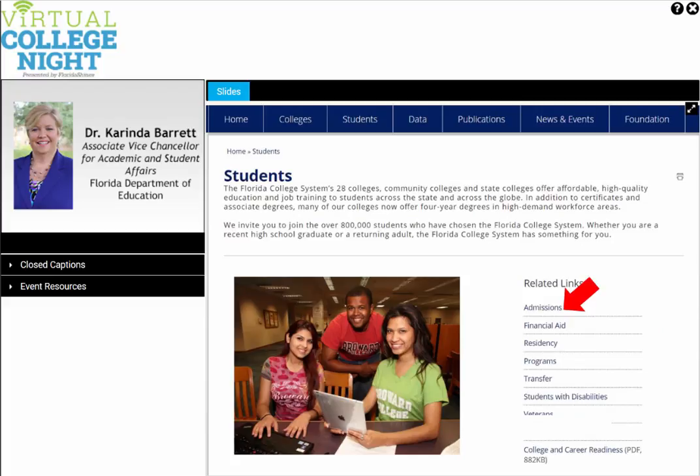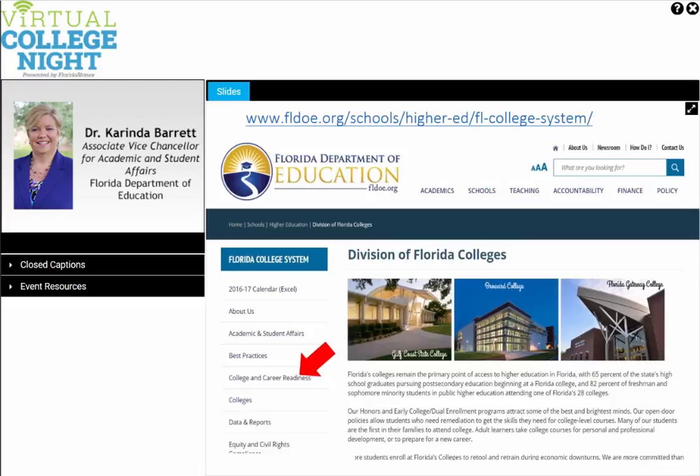So on this particular web page, you will find information about admissions, financial aid, residency programs, transfers, students with disabilities, veterans, and frequently asked questions. The admission page does include links to each institution's admission page, so that's a real easy way. If a student wants to look at a couple different institutions, they could do that rather quickly.